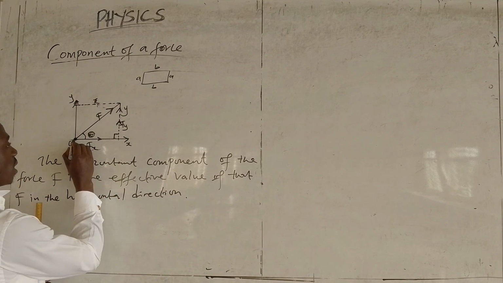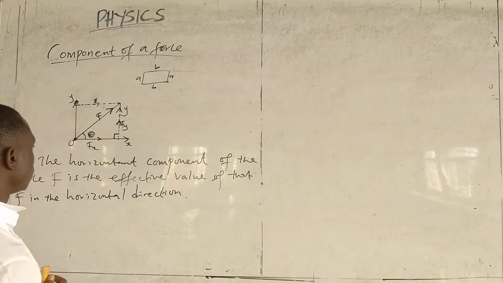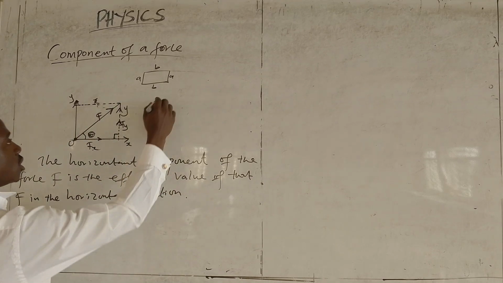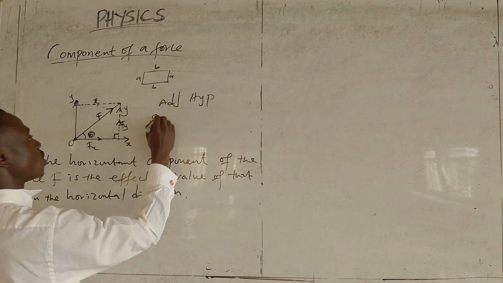The side that is facing the angle 90 degrees becomes the hypotenuse. So I'm looking for Fx in terms of theta and in terms of our force F. So this adjacent and this hypotenuse. So what connects adjacent and hypotenuse? From SOHCAHTOA.